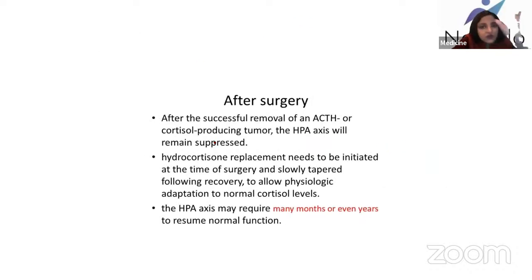Okay, after surgery, what is the most important thing? After successful removal of the ACTH or cortisol producing tumor, the HPA axis will remain suppressed for a very long time. So again, patient counseling is very important. Hydrocortisone replacement needs to be initiated at the time of surgery and slowly tapered following recovery, to allow physiological adaptation to normal cortisol levels. The HPA axis may require many more months or even years to resume normal function.